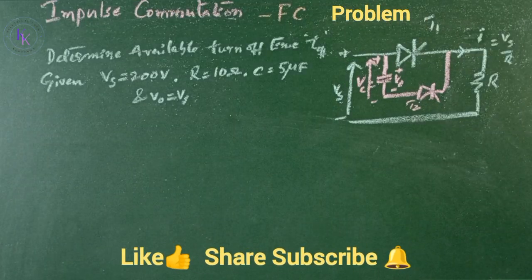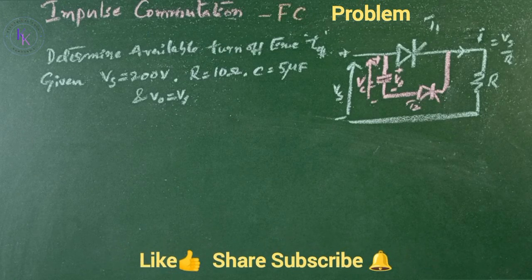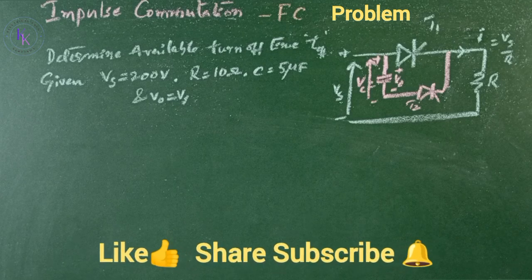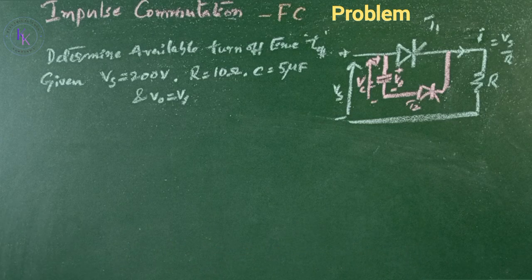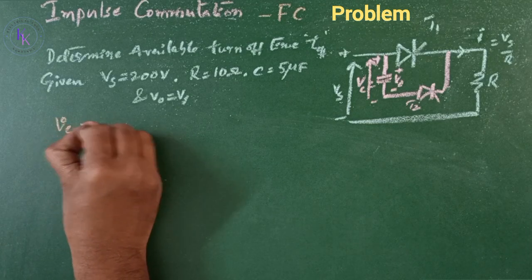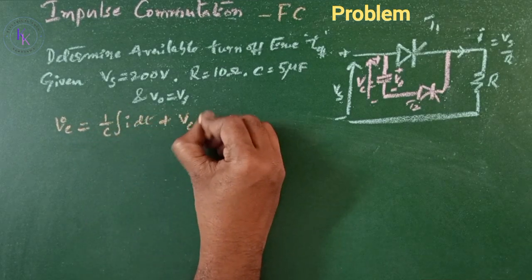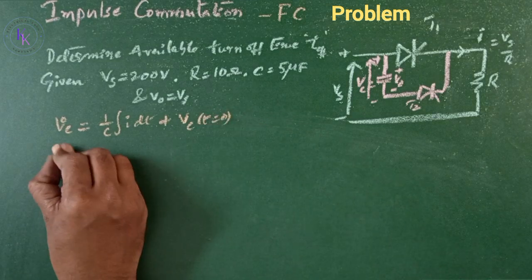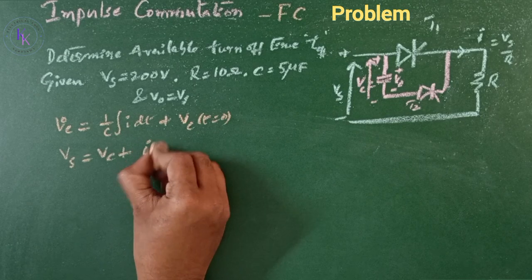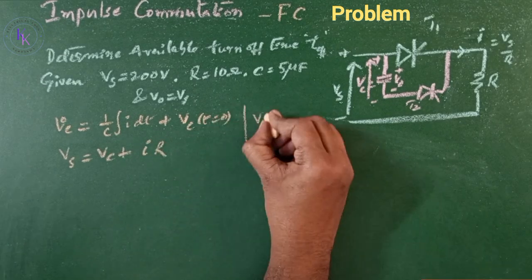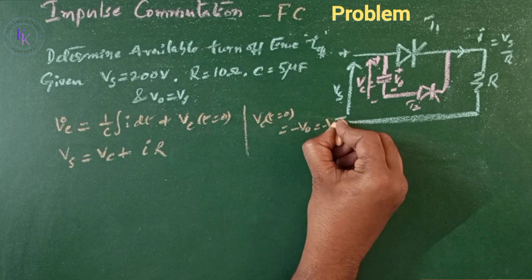Determine the available turn off time, that is T off. The given data is Vs is 200 volts, R is 10 ohms, C is 5 microfarads, and V0 is equal to Vs, for the impulse commutated thyristor circuit as shown there. For this figure, the voltage Vc is given by 1 by C integral i dt plus Vc at t equals 0, and Vs equals Vc plus the voltage at the load, that is iR. At the initial stage, Vc at t equals 0 is equal to minus V0, which is nothing but minus Vs.